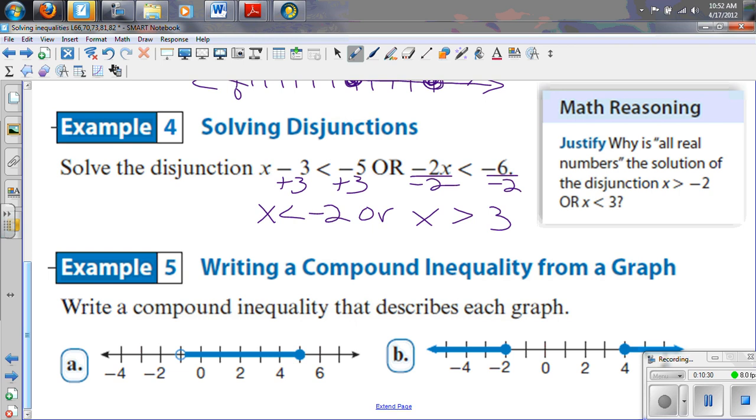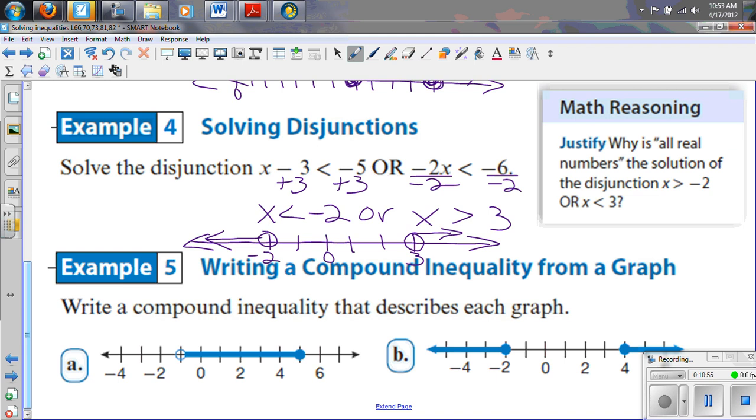Okay, so let's graph that. Here's 0, here's -2, and 3, and all numbers that are less than -2, not including -2, are those numbers. All numbers that are greater than 3, but not including 3, so again, open circle, are those numbers.